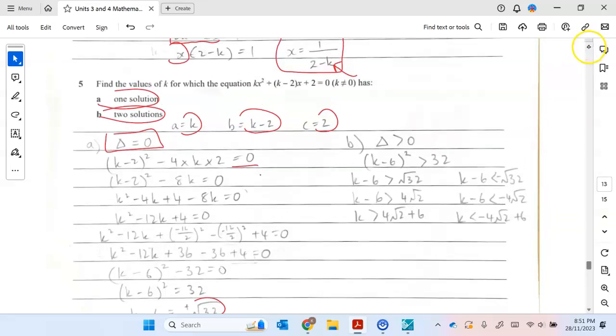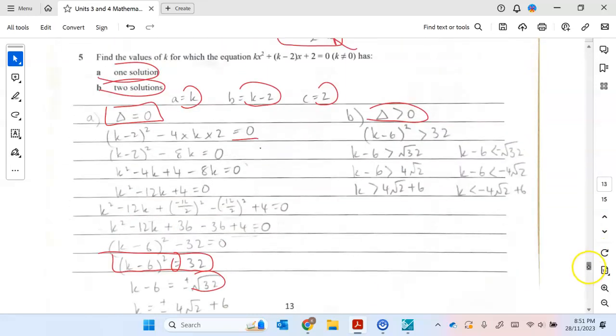All right, so for two solutions, your discriminant has to be greater than 0. Now, you're probably thinking, where is all the working out? Well, we did work out the discriminant before. So basically, I've used this here and changed the equal sign to the greater than sign. And with your inequalities, we've got k minus 6 squared. So that 32 doesn't matter whether it's on the left side or the right side.